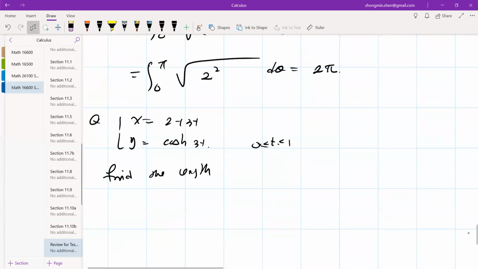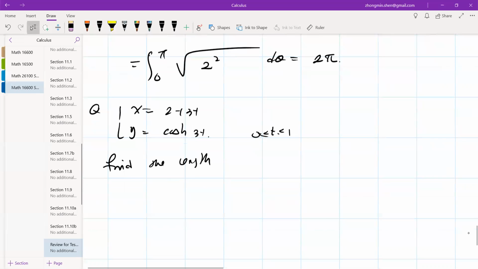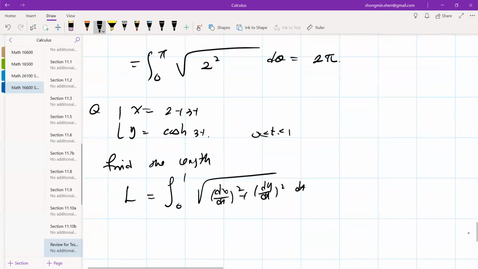Now this time the curve is parameterized by these 2 equations. So what you have to do, step 1, is write down the formula for the length. It's the integral from 0 to 1 of the square root of (dx dt) squared plus (dy dt) squared, dt. Okay.